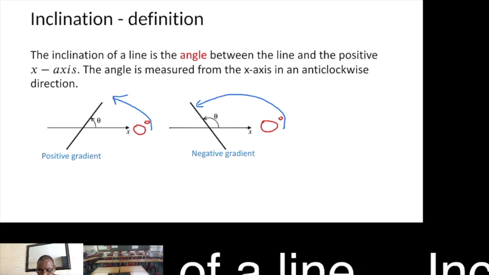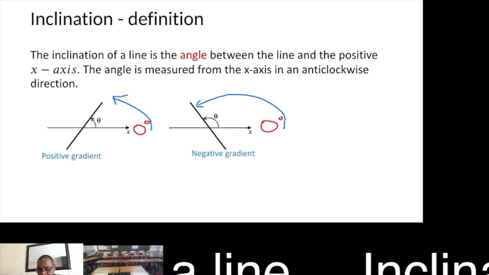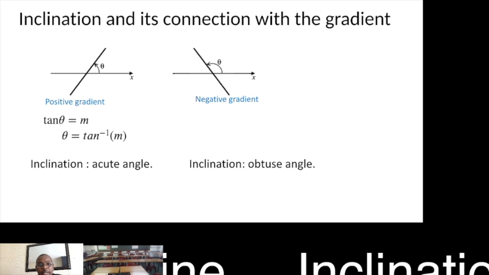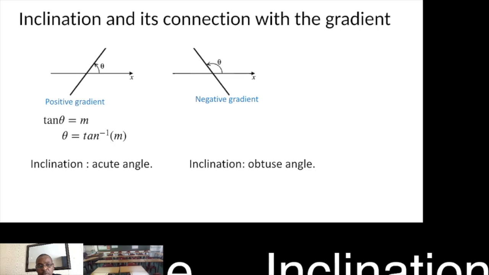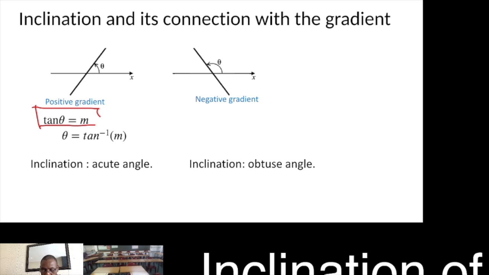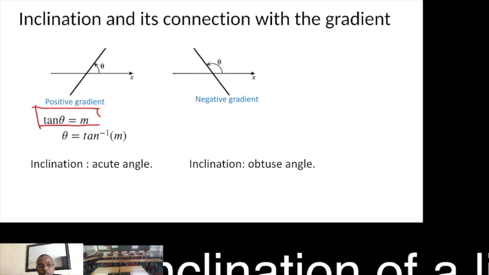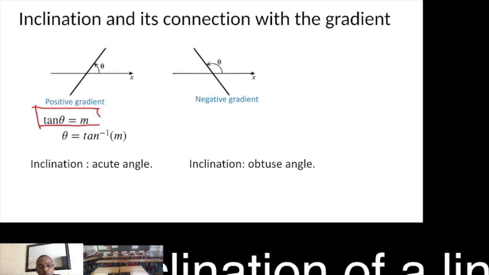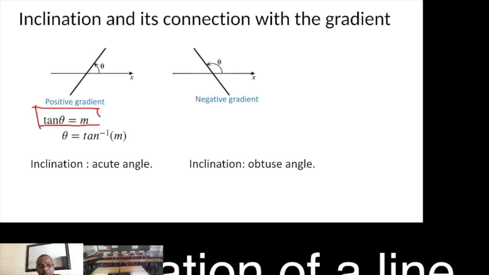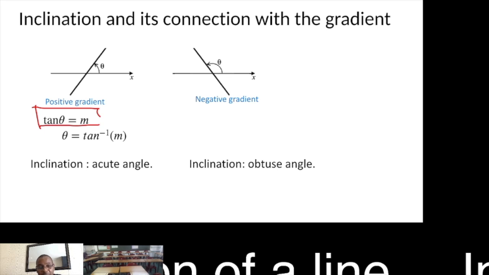Now in these two diagrams, the first diagram has a positive gradient, and the second diagram has a negative gradient. There is always a connection between the inclination of the line and the gradient of the line. And the relationship is given by this formula, tan theta is equal to m. So we will be using that formula to work out the angle of inclination. So necessarily we need to know m in order to find the inclination of the line, because tangent of the inclination will always be equal to the gradient of the line.